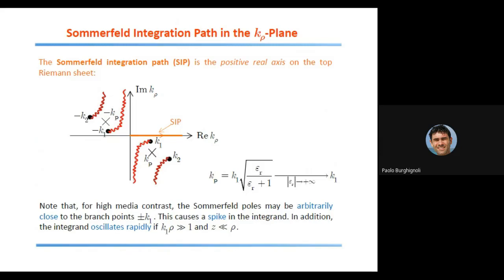In addition, because of the presence of the Bessel function, the integrand is also oscillating, and the oscillation is particularly fast if the radial distance is large. That is because the argument of the Bessel function is the product K1 rho, and if K1 rho is much larger than 1, with z much less than rho, you have a very fast oscillating integrand.